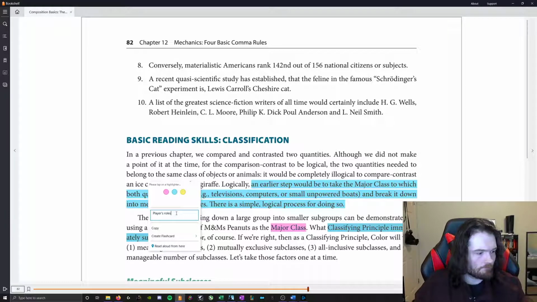Player roles, right? Oh, I got a text. Unimportant.